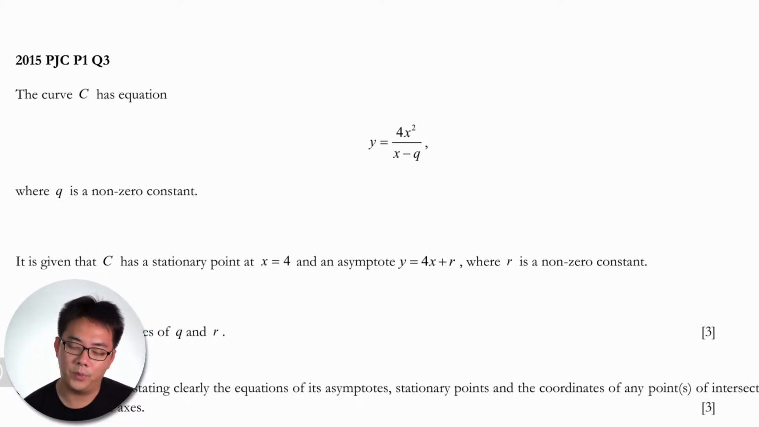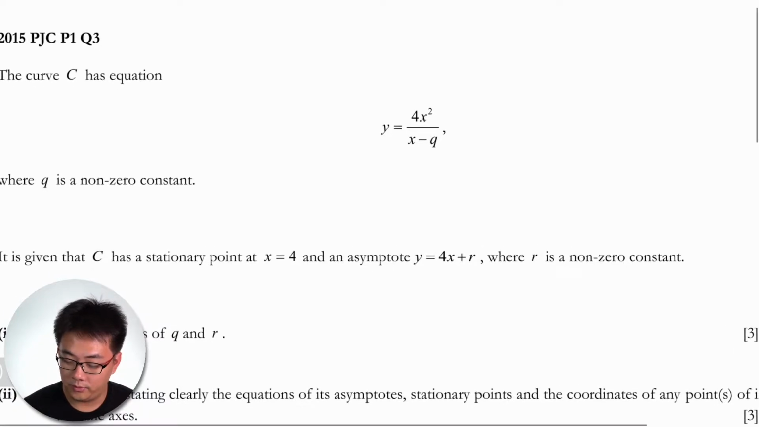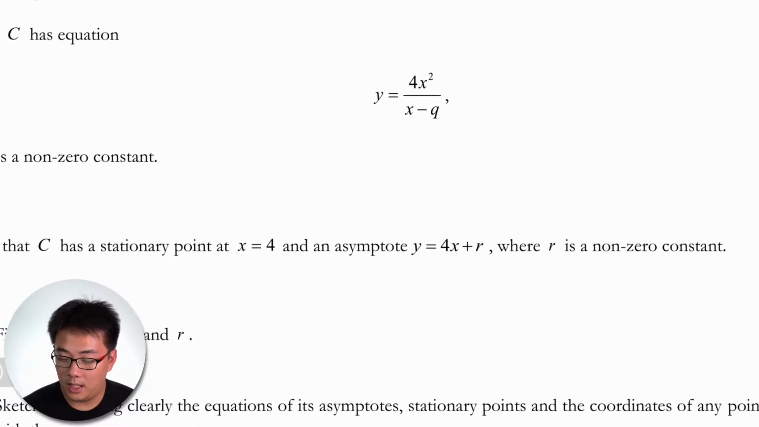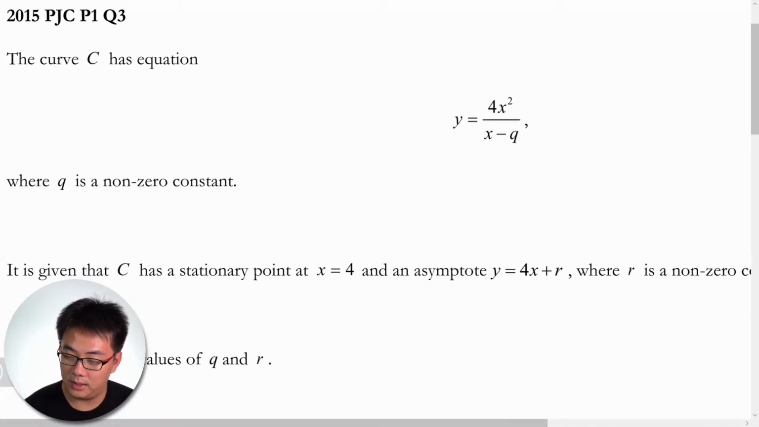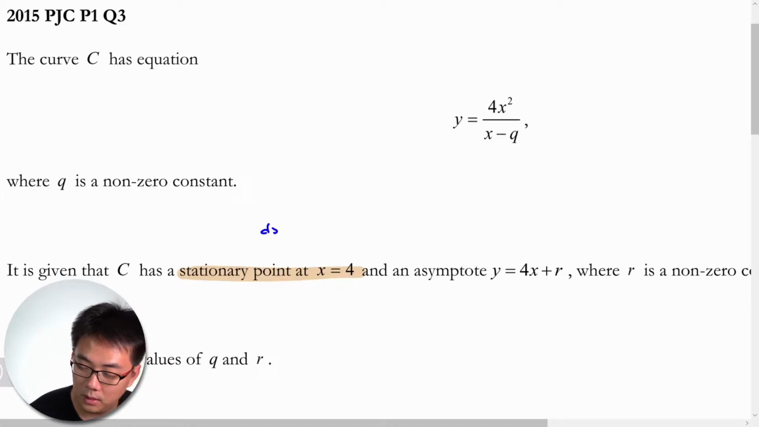Stationary point at 4, and an asymptote y equals 4x plus R. Find Q and R. So the first thing is to see what this is. This is C, with a stationary point. This tells me that dy/dx is 0 when x equals 4.